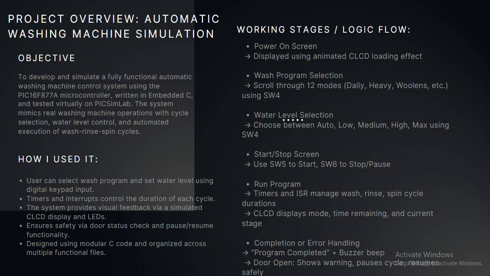And then moving ahead, the working project overview: automatic washing machine simulation. So my project simulates an automatic washing machine that operates in multiple cycles. The user selects a washing mode and water level using keypad switches. Timers manage these wash, rinse, and spin durations. And then the CLCD shows status and remaining time. A buzzer alerts the end of the cycle. There's also a door safety check to pause the system if the door is open.